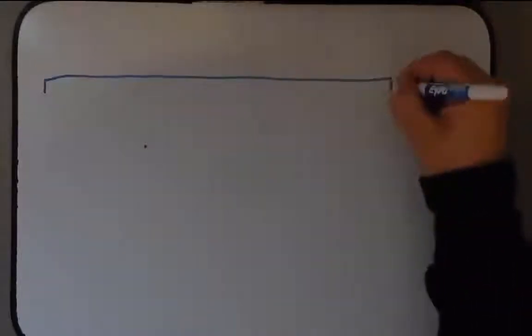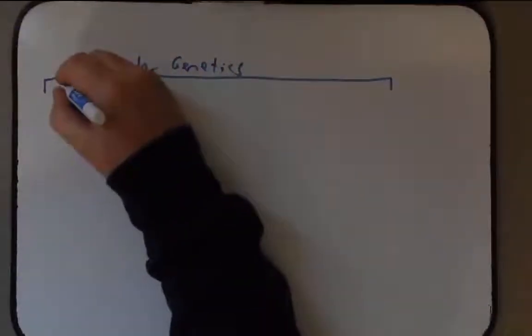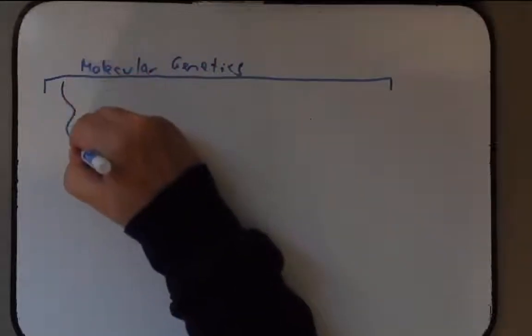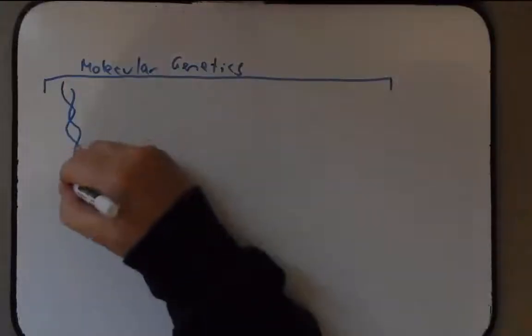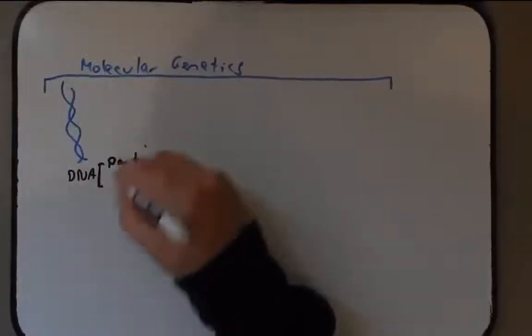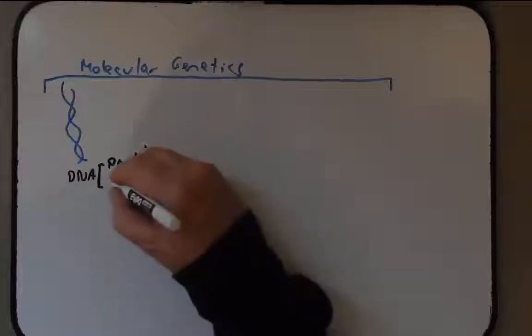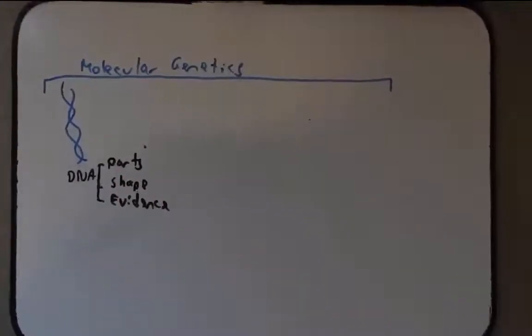So now let's spend a little bit of time talking about our approach to genetics this semester. We're going to begin by thinking about the molecular aspects of genetics. That is, at the beginning of the semester, we're going to talk about the molecule of heredity, that is, DNA. We'll talk about the parts of the DNA molecule. We'll talk about its shape. We'll talk about the evidence that prove that DNA is the genetic material.